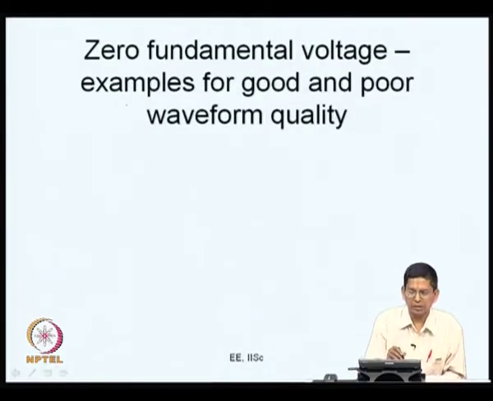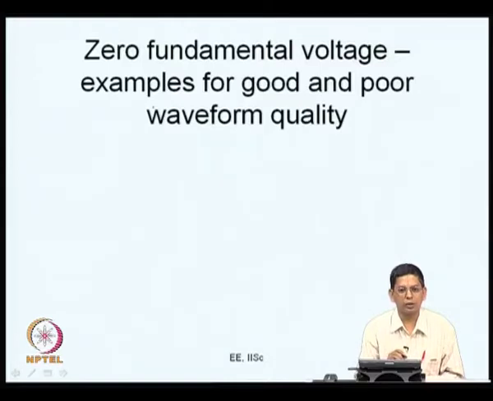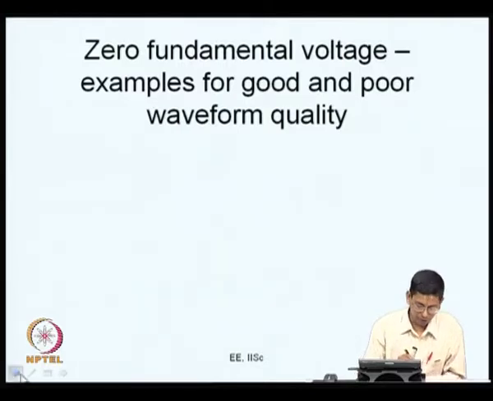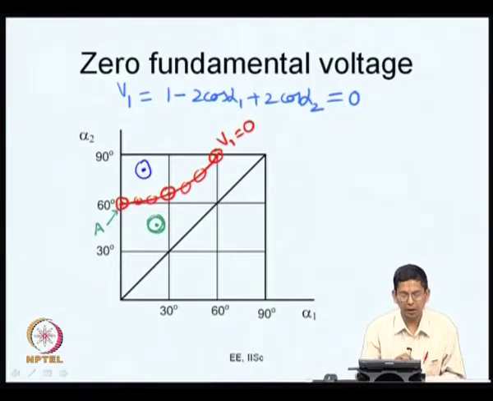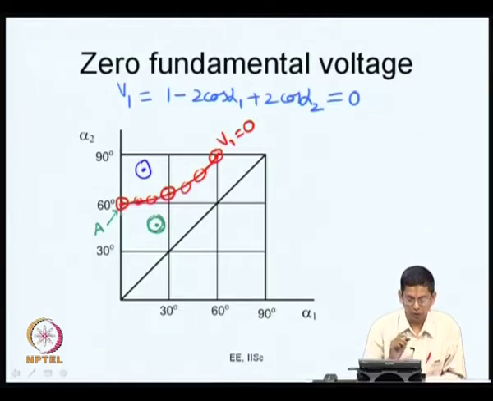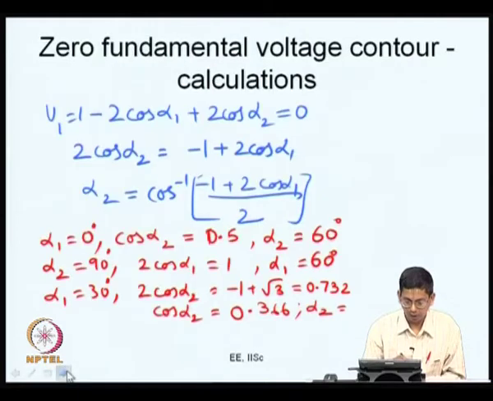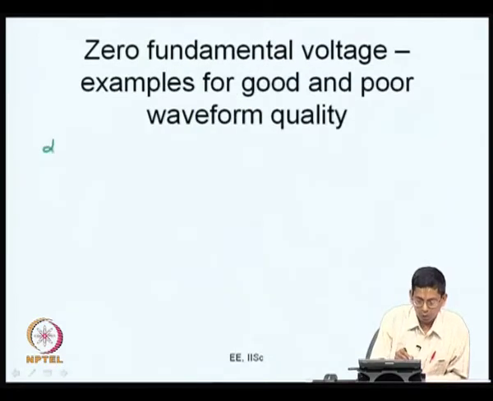So, we have to find some examples of good quality waveforms and some examples of poor quality waveforms. What are good quality waveforms, and what are poor quality waveforms? Let us look at some examples here, going through points one by one. Let us say there is a particular point here, and let me call this point A. What is this point? This is alpha 1 equal to 0 and alpha 2 equal to 60.